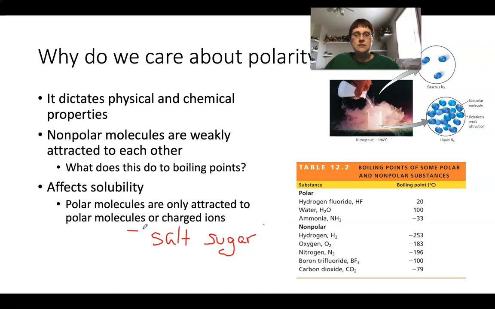Well, we know that salt is ionic, because it's NaCl. When they come apart, sodium is positive, chlorine is negative. And sugar is polar as well. It has positive and negative charges on it. The molecule is like water. It has positive and negative regions because of oxygen and hydrogen.